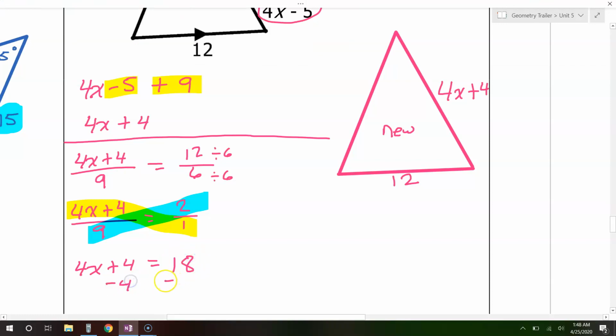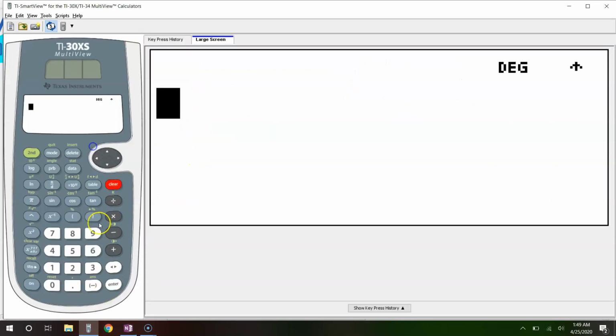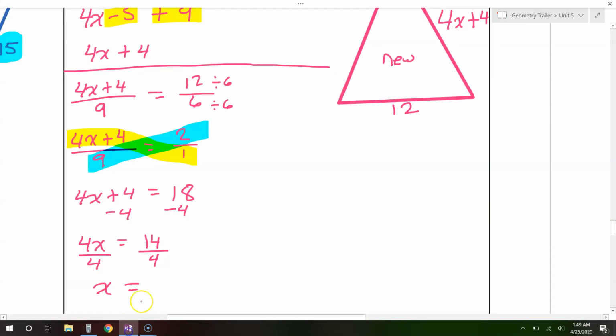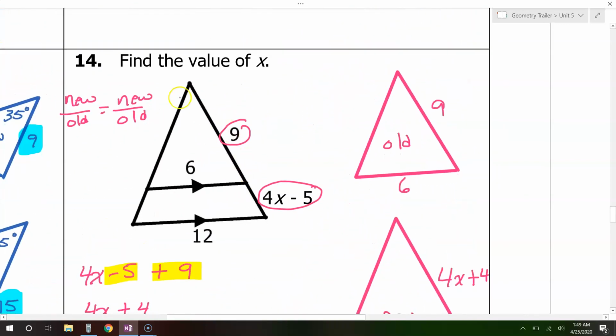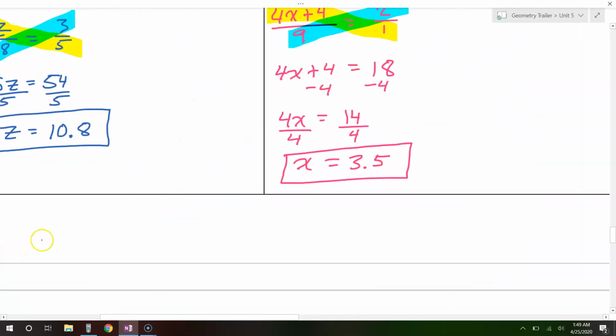All right, got to subtract 4 from both sides, guys. So that'll be 4x is equal to 14. And got to divide both sides by 4. All right, it's going to be some decimal. 3.5. All right, I think, yeah, that's it. We're just finding the value of x. So that's done. That's done.